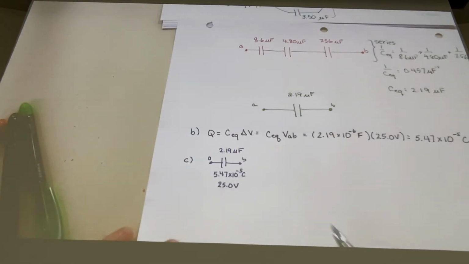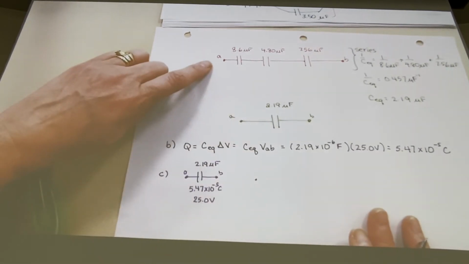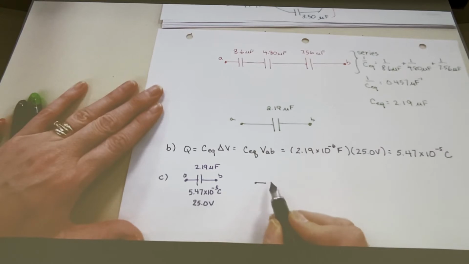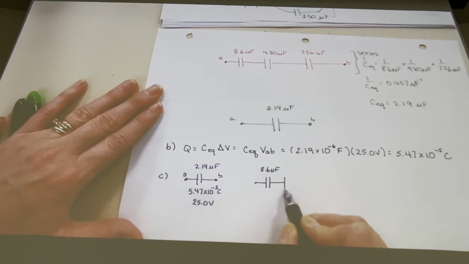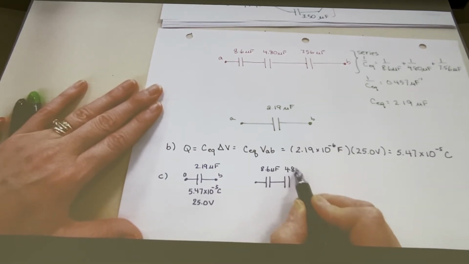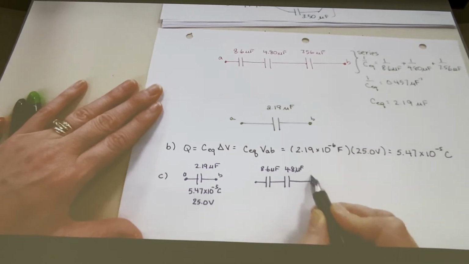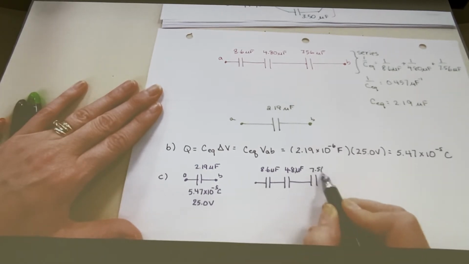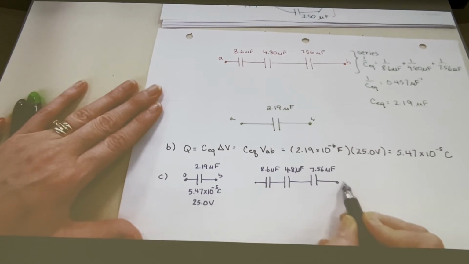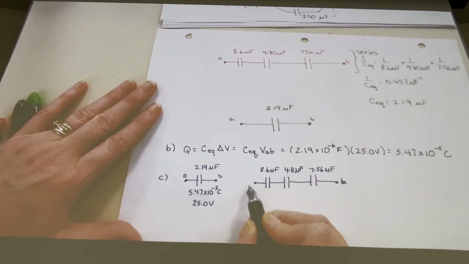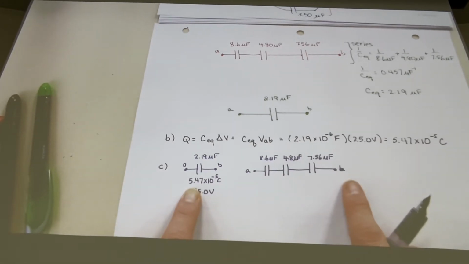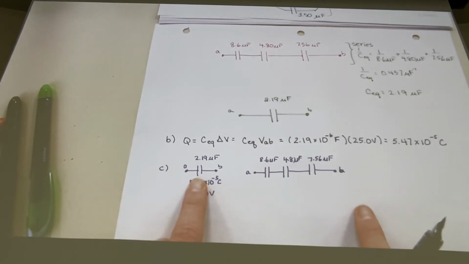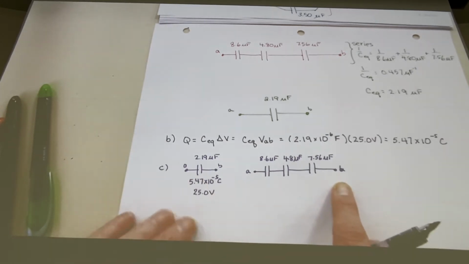I want to back up one step. So my last step before I got to here was this step right here. So I had point A, 8.6 microfarads, 4.8 microfarads, and 7.56 microfarads between my point A and point B. So now we have to remember, how is this picture connected to this picture? Well, this one is the series combination of these three. So that was a series combination.